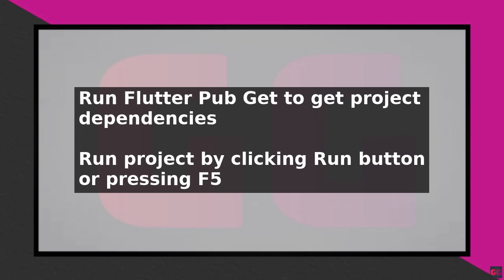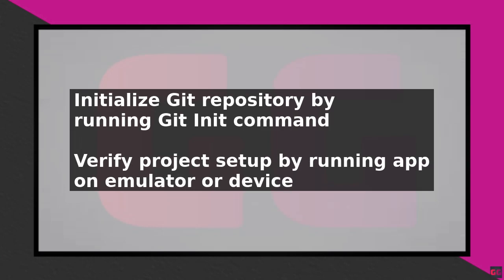To verify that your project is set up correctly, run your app on an emulator or physical device. If everything is set up correctly, you should see the default Flutter app running on your device. You can then start building your app by modifying the code in the lib folder.